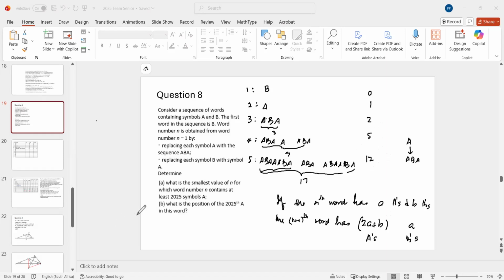Let's just be a little bit more precise. Now just remember, the number of A's increases from little a to its double plus the number of B's. And the number of B's is the number of A's. So if you count the number of A's and B's in each word, you've got this nice formula. Okay, let's get on to the next slide.